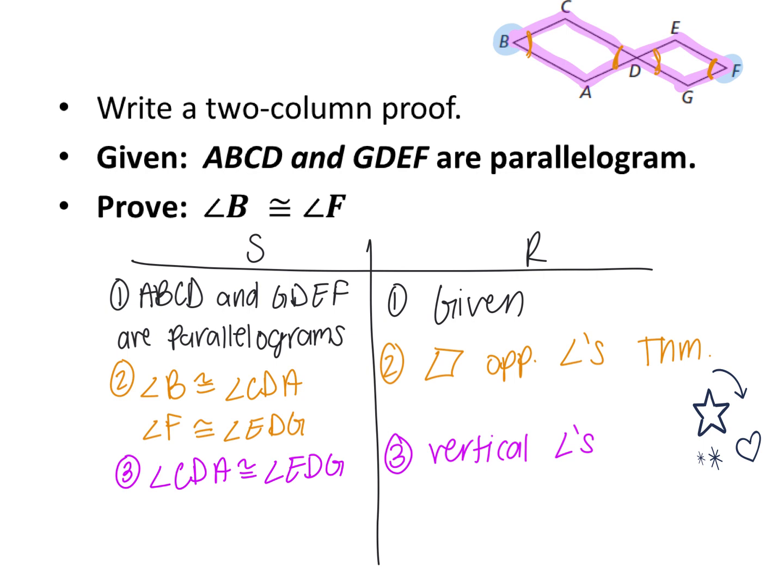They're also congruent. So I can use substitution. I'm going to substitute CDA for angle B, which makes it congruent, again, substituting EDG for angle F by substitution. Okay, I just used substitution for that. And that's it. I proved it.